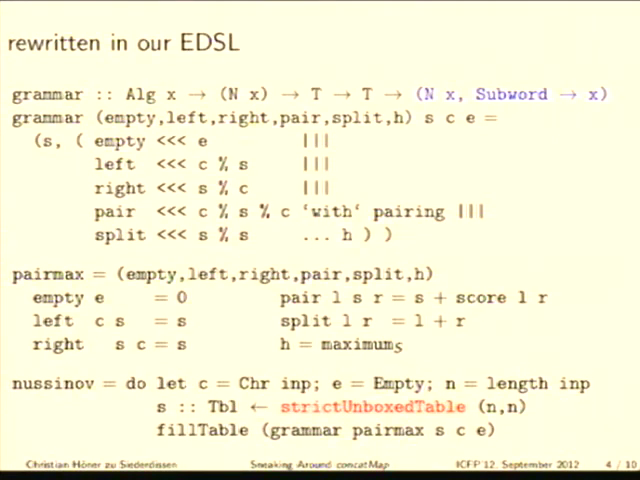And to make this really efficient, we bind to the character terminal, the input, then we have the empty terminal, get the length, say that we want to memorize our non-terminal S using a strict unboxed table, and use a library function to fill everything. And we are done. This is efficient.